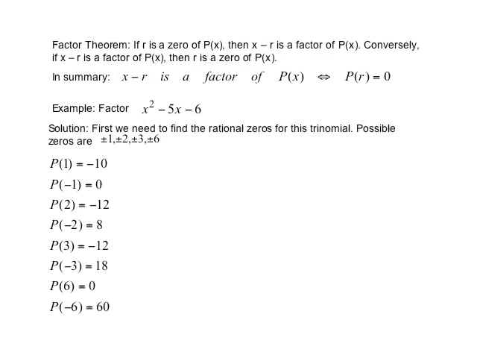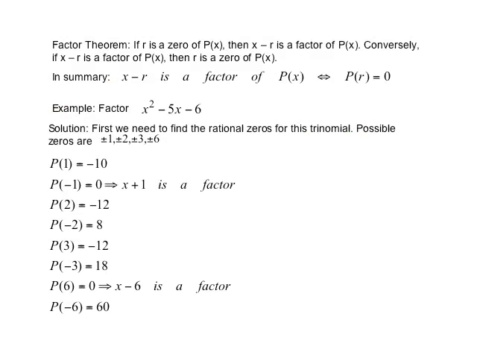So I did try them all. The 1, the minus 1, the 2, the minus 2, the 3, the minus 3, the 6, the minus 6. And if we go down the list, only twice did it come out to be 0. p of negative 1 was 0, and p of 6 is 0.